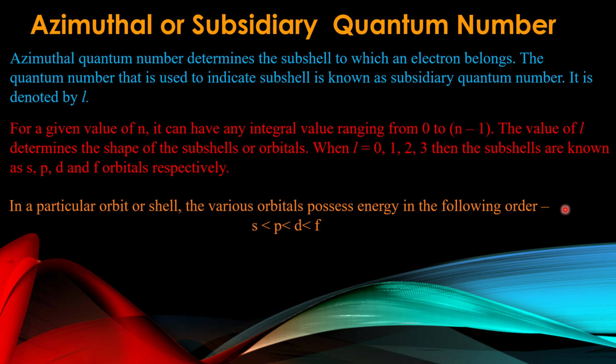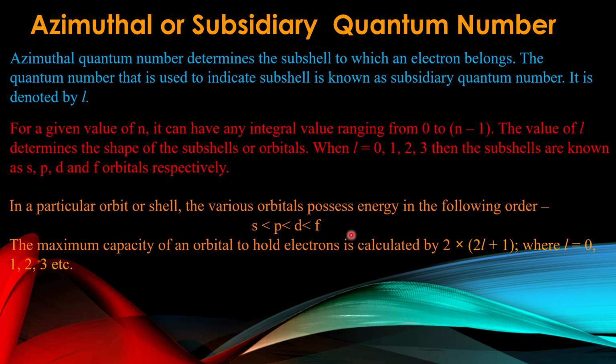In a particular orbit or shell, the various orbitals possess energy in the following order. Like orbits, orbitals also have an order of energy. Here, the s orbital has the lowest energy, then the p orbital, then the d orbital, then the f orbital. It is for a fixed orbit. For example, for the fourth orbit, the 4s orbital has the least energy, then 4p, then 4d, and 4f has the highest energy of the fourth orbit.